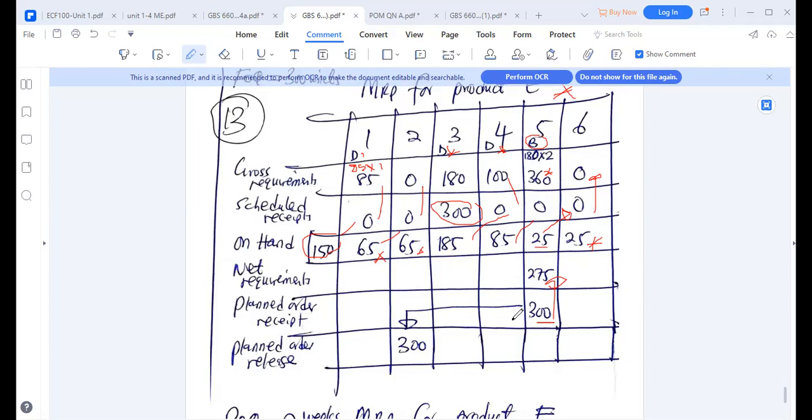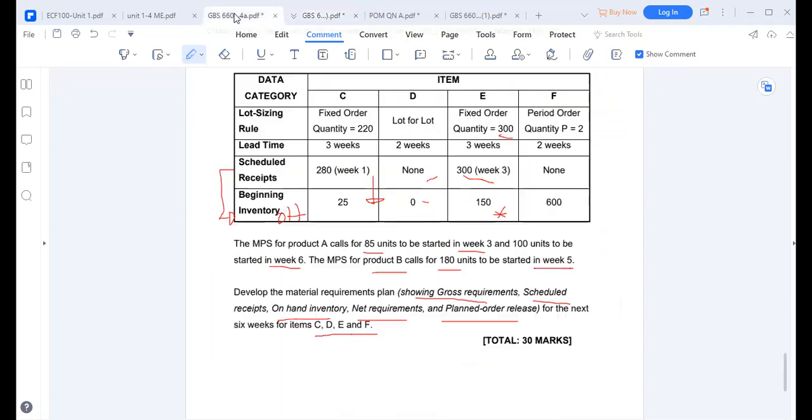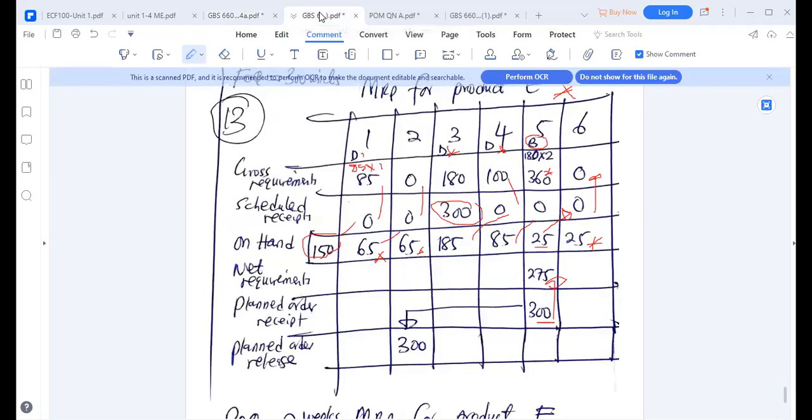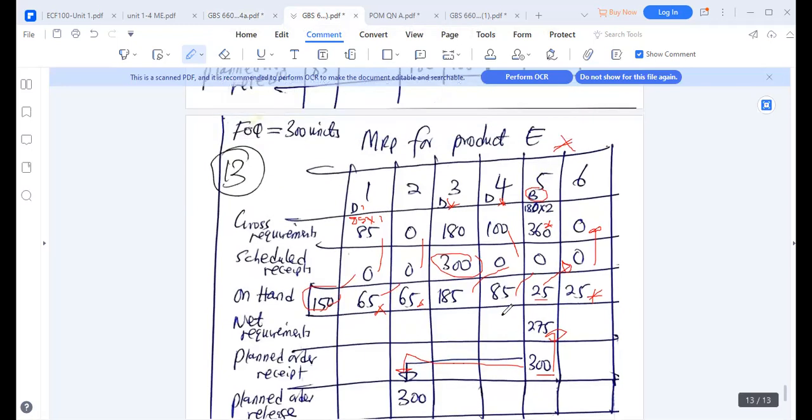25 plus 0 minus the demand, which is 0, then we are still going to have an on hand of 25 units. So for us to have a receipt in week 5, it means we placed an order 3 weeks before because of the lead time that is there. Lead time is 3 weeks for product E. So that would have been released 3 weeks before. So that's why this one comes here.